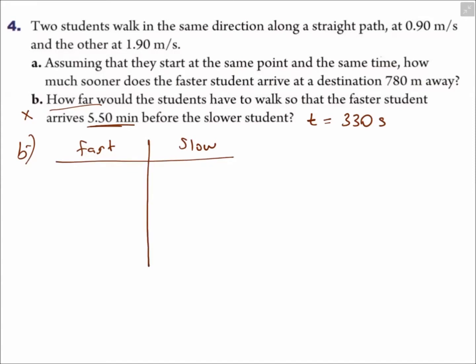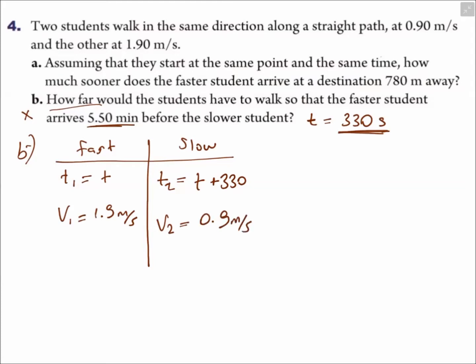And the first one, time t1, I'm going to say, and it will be t. And the v1 is 1.9 meter per second. And the slow one, time, I'm gonna say t2, and it's time 330 seconds slower, so it will be t plus 330, and v2 is gonna be 0.9 meter per second again.